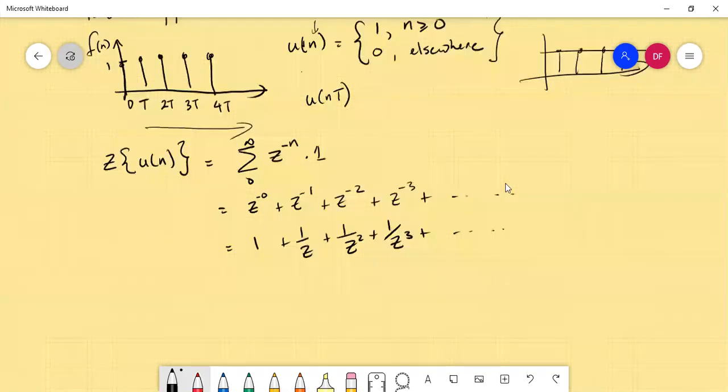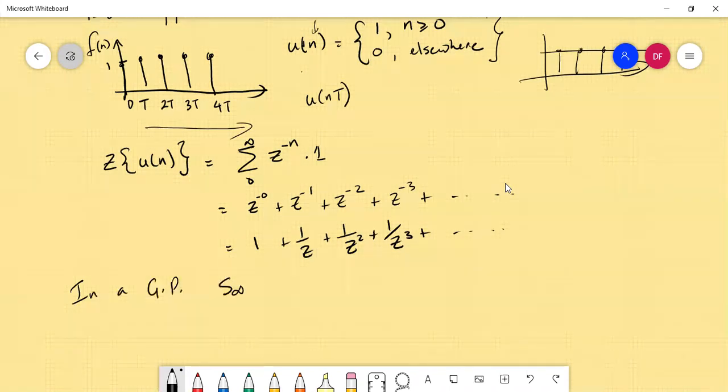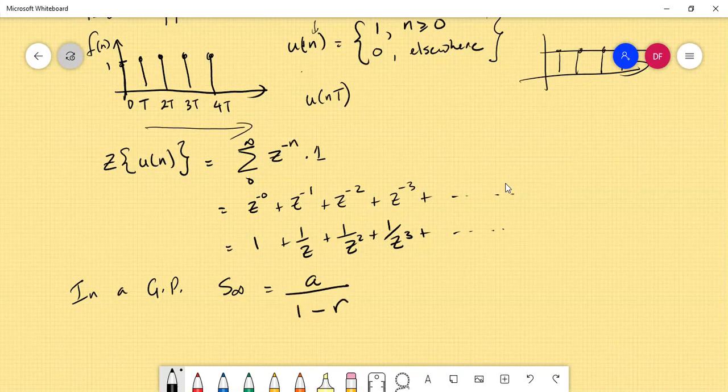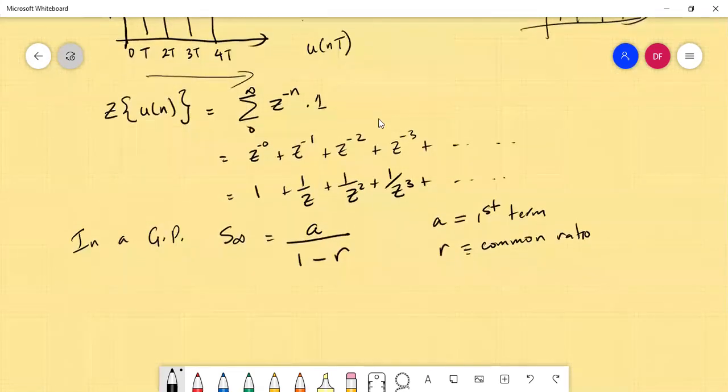But this should remind you of a geometric progression. The sum to infinity is a over 1 minus r. I hope you recall seeing that somewhere in your life. If you haven't seen it, for the infinite sum of a series, a is the first term and r is the common ratio, meaning what you multiply the first term by to get the second term, what you multiply the second term by to get the third term, and so forth. So we are adding this from 0 to infinity.